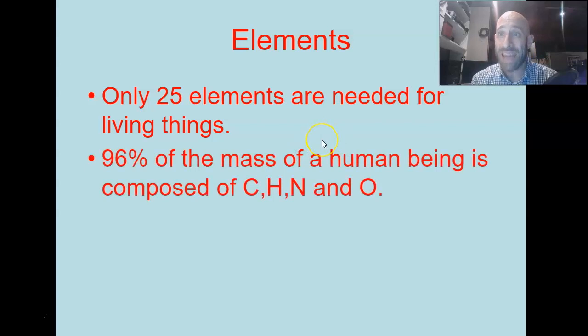Humans, us, 96%, almost 100% of the physical stuff that makes you up, is actually made up of 4 elements: carbon, hydrogen, oxygen, and nitrogen. Those 4 elements are pretty much what you need for life. Now, having said that, there are other elements in there: sodium, potassium, magnesium, calcium. Those are all very important, but the 4, carbon, hydrogen, nitrogen, oxygen, make up 96%.